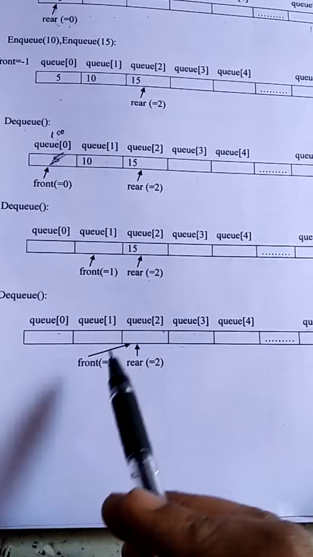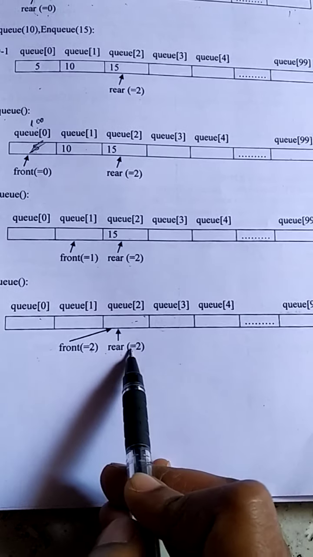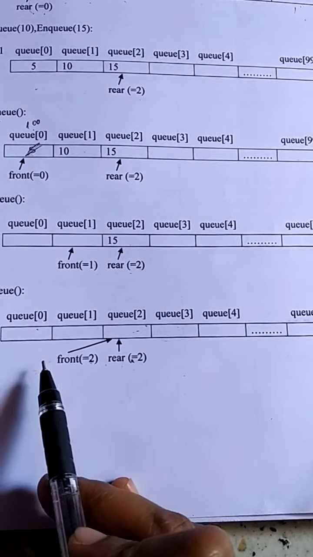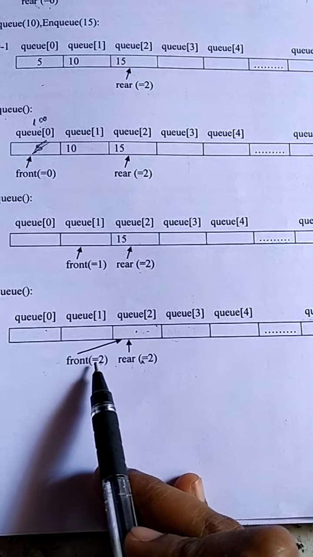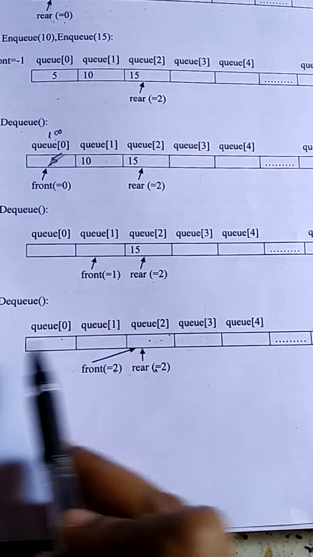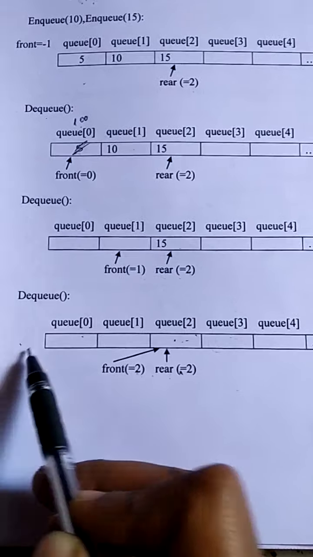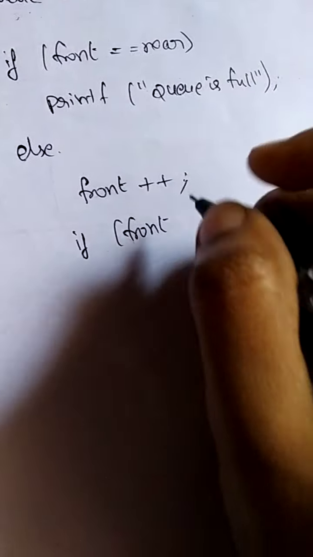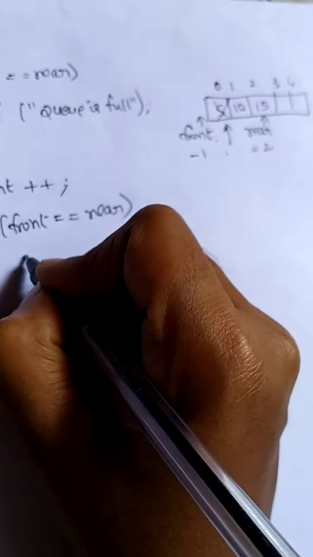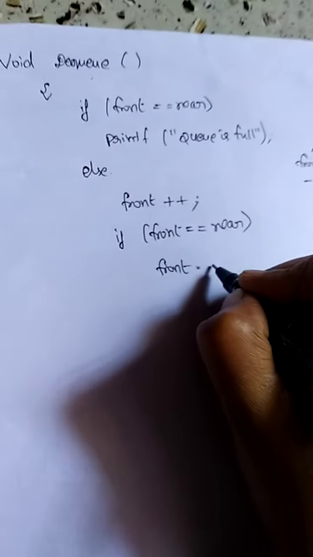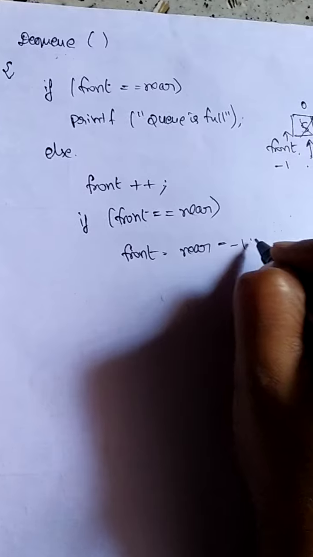So whenever you delete an item, check whether front is equal to rear. Whenever front is equal to rear, we have already seen the queue is empty. So just make the front and rear pointers point to minus 1. Okay, so here you insert another condition: if front is equal to rear, then front equal to rear equal to minus 1.